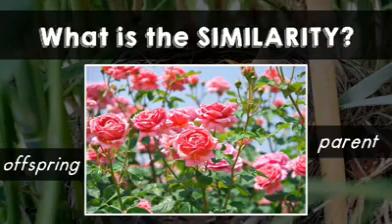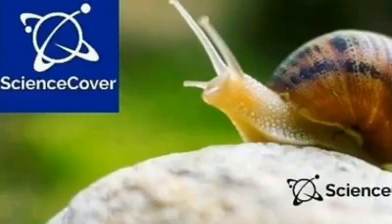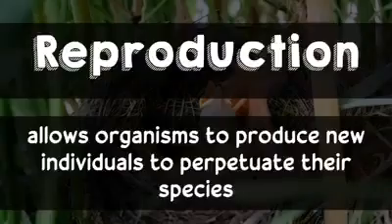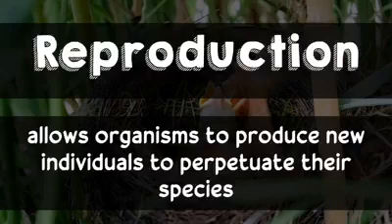For the information of everyone class, reproduction is the process in which organisms give rise to new organisms or offspring. It is one of the defining characteristics of living things. It allows organisms to produce new individuals to perpetuate their species. So, that is reproduction class. This simply means that their similarity is that they are able to reproduce, because in the first picture, the baby was born. In the second picture, more flowers were reproduced.